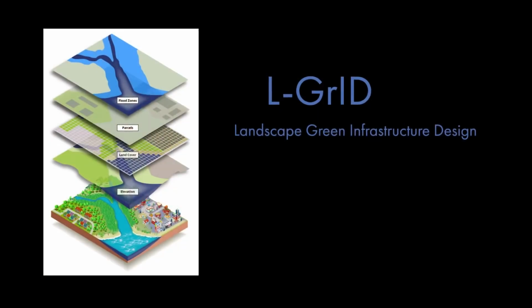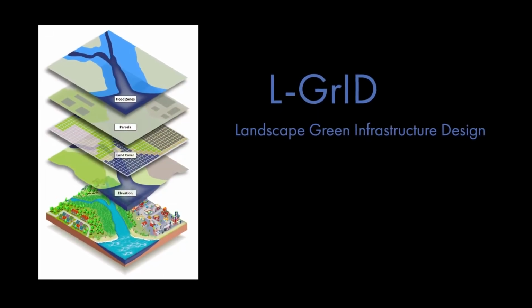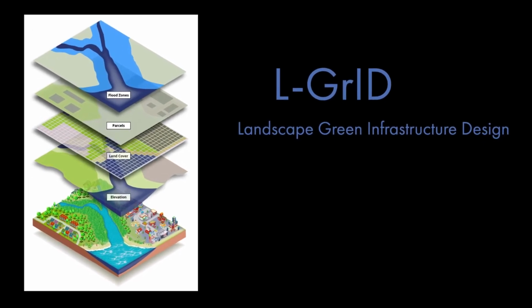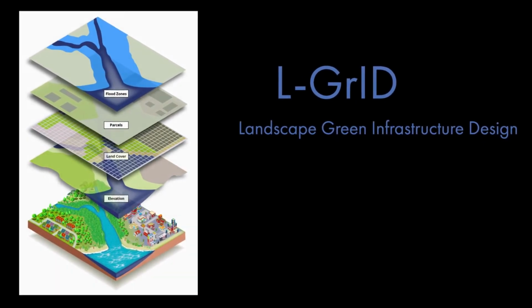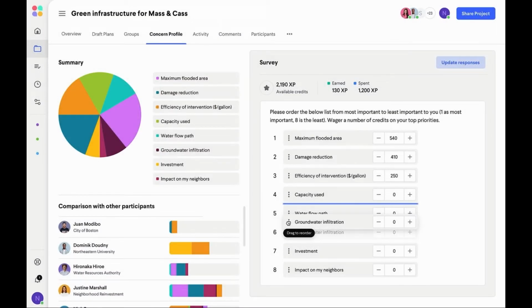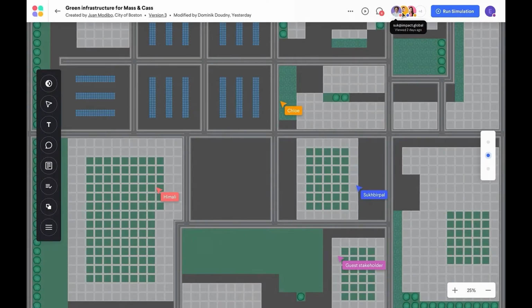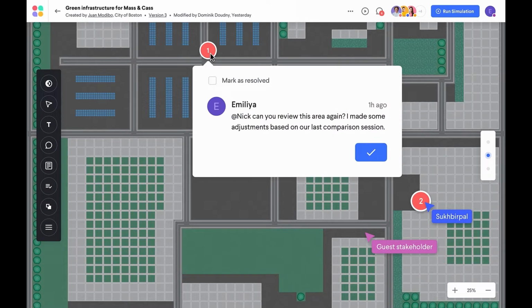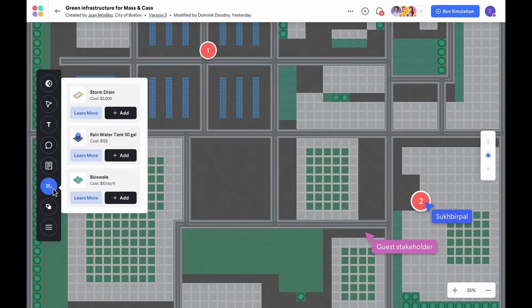In one of our projects, a spatially explicit process-based model that we developed called Landscape Green Infrastructure Design, or LGRID for short, is being integrated into Fora.ai. Participants work together with this model to design solutions to urban problems, including flooding, by placing green infrastructure tokens on their community map. Through the Fora.ai whiteboard, participants have the ability to comment, ask questions, flag things, and get more detailed information about the interventions.